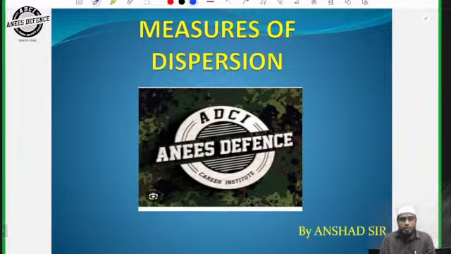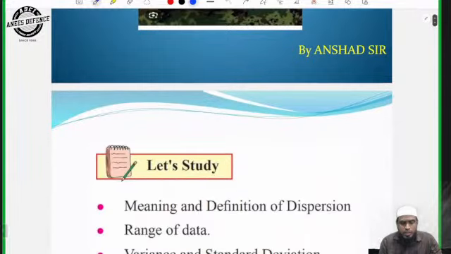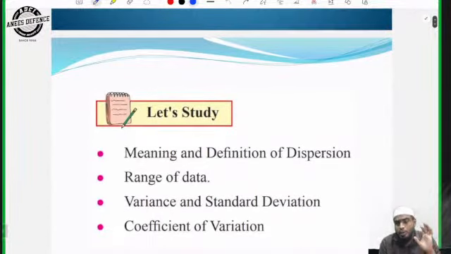Similarly, mode: which value is coming the maximum number of times, or with maximum frequency, that will be considered as mode. Median: we will arrange the data in ascending or descending order, then we will take the middle value. So these are some analyses of our data: mean, mode, median. We will not get a clear-cut idea about the data if we are considering only mean, mode, and median.